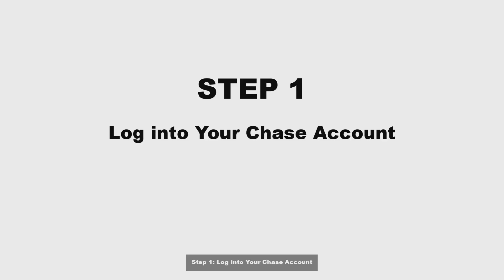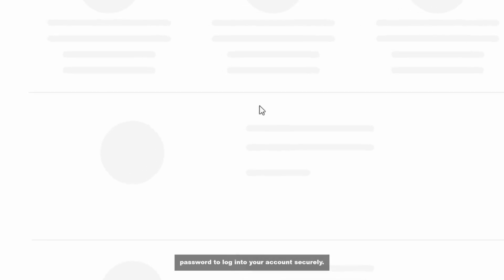Updating your payout destination on Chase Bank is a straightforward process. Follow these steps to ensure your information is current and accurate. Step 1. Log into your Chase account. Visit the Chase Bank website or open the Chase mobile app. Enter your username and password to log into your account securely.